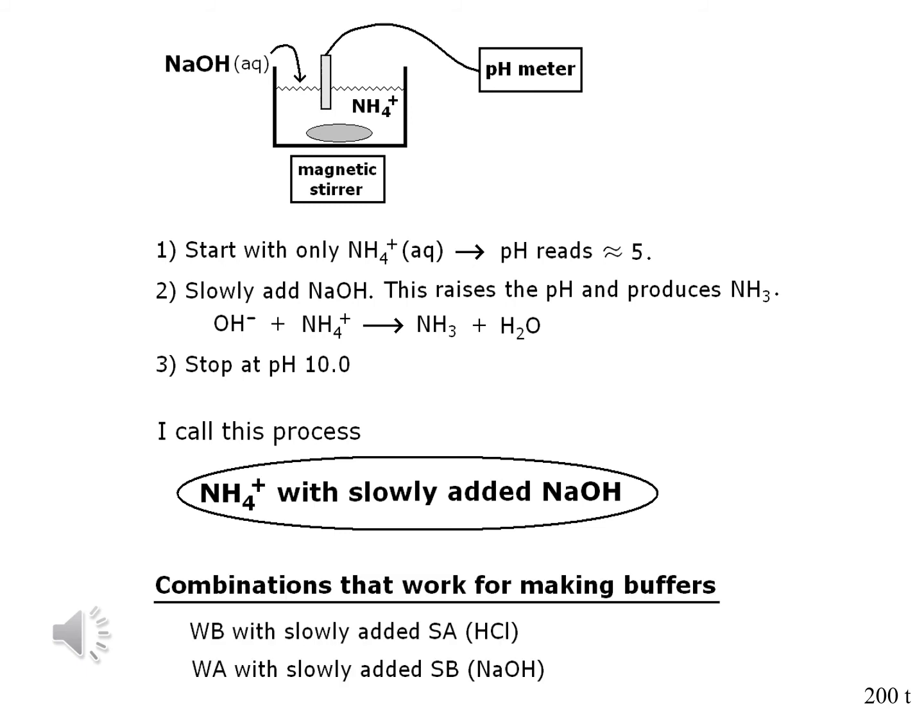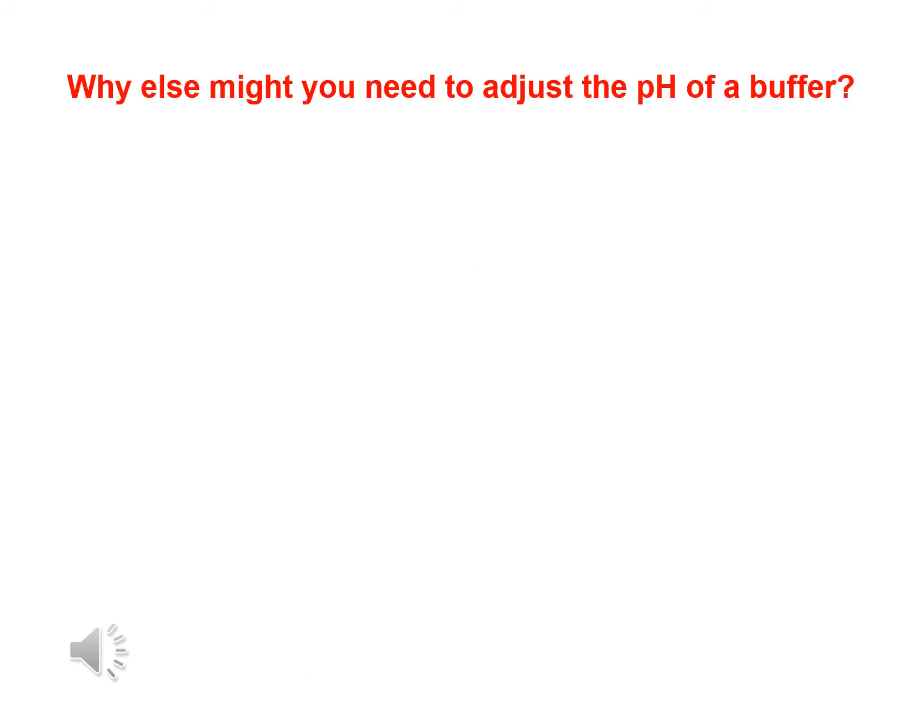When you're doing this alternate method, there's two combinations that work. You can start with a weak base and slowly add HCl, or you can start with a weak acid and slowly add sodium hydroxide. You can't add two bases, that's not going to give you the acid part, and you can't add two acids, that's not going to give you the base part. But if you use these two combinations, this is an alternate way of making a buffer. I just wanted to show you why else you might want to adjust the pH of a buffer. There might be other purposes.